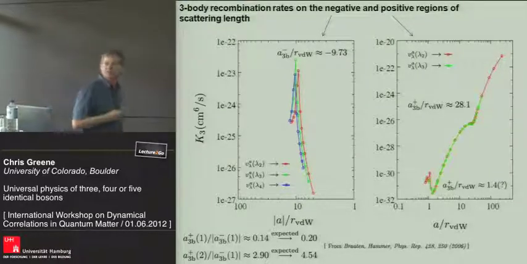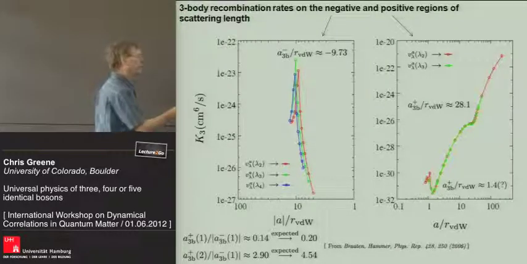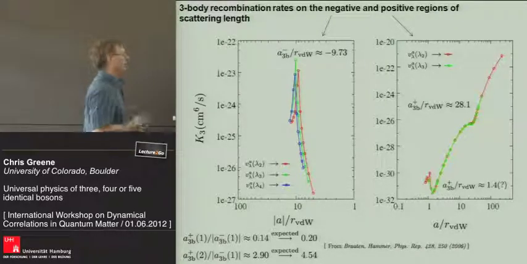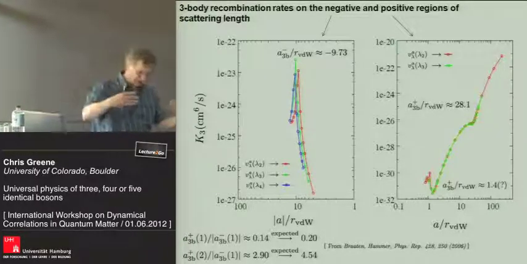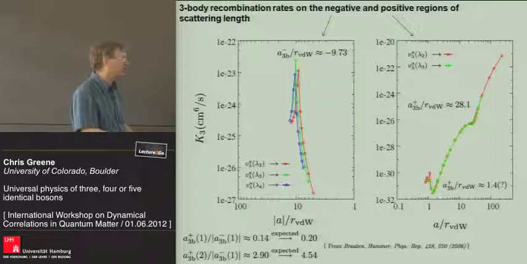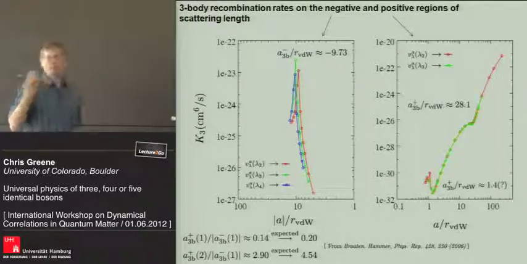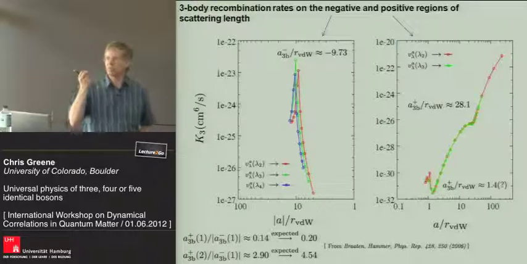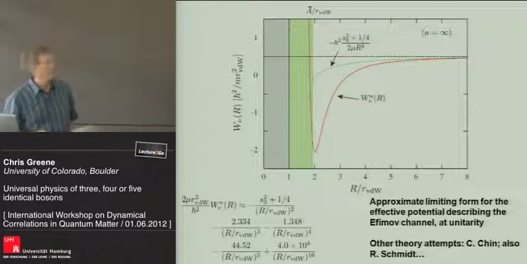We do see deviations from the universality predictions of Braaten and Hammer all over the place. It seems like in the experimental regimes that are being studied to date, especially on the positive side of the scattering length, you're probably not far enough out to rely on the universality theory predictions very heavily.